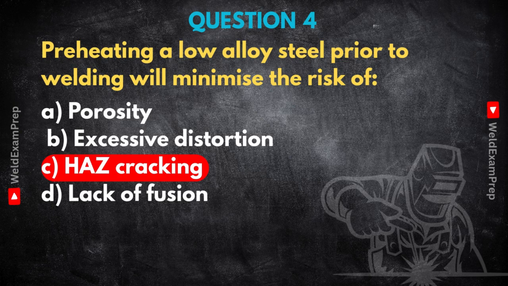And if it's not done right or skipped? Big trouble. You risk immediate cracking in the HAZ, maybe even before the weld is finished cooling. It severely compromises the joint's integrity. Could lead to failure down the road. It's a critical check. Definitely sounds critical. Okay, proactive quality control right there.